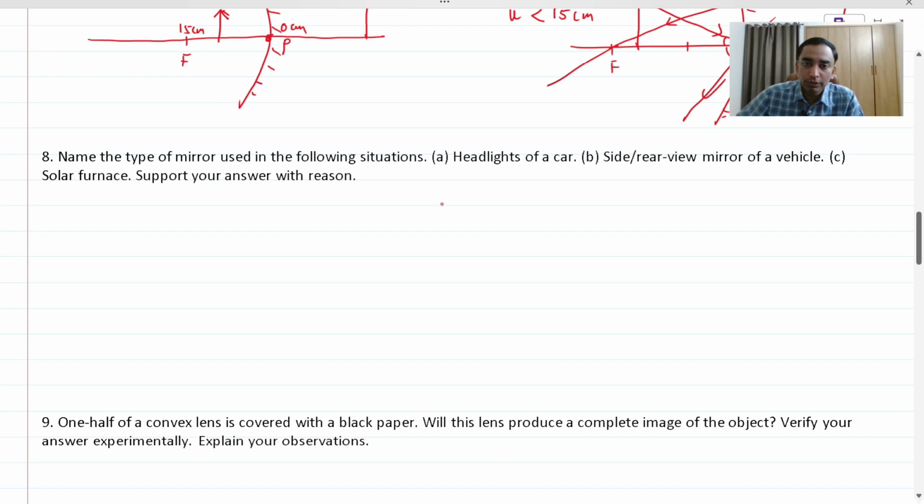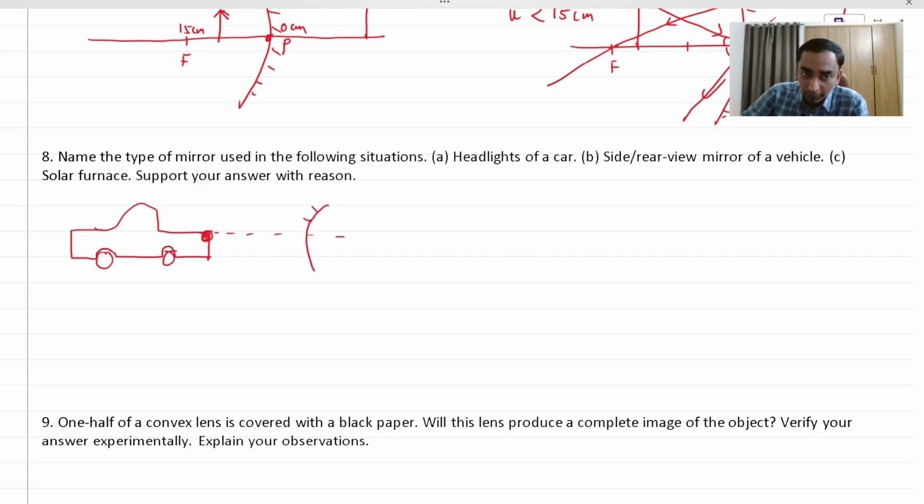Name the type of mirrors used in headlights of the car. Very good question. See, in the cars, mostly what happens is, drawing a very rough picture of a car over here like this. Now, there are headlights here, right? Now, our aim is when you turn on the headlights, the light must go to a very long distance. That is only possible if you have something like this.